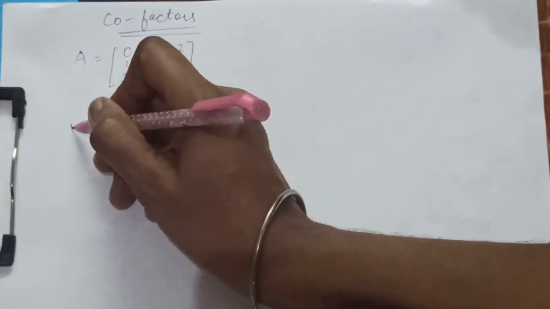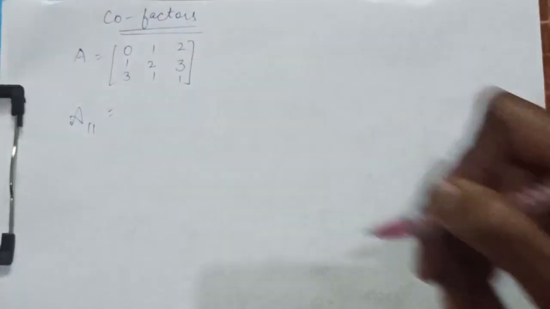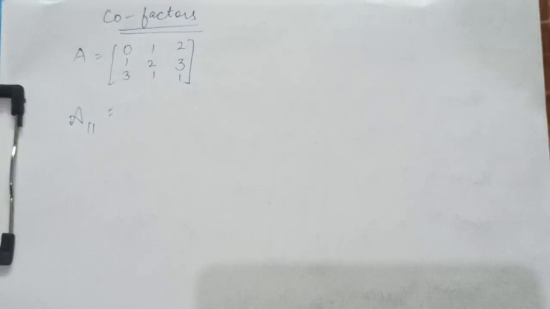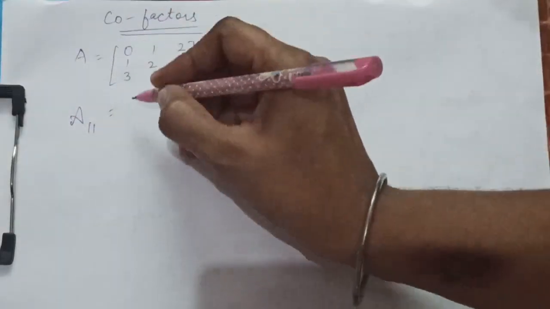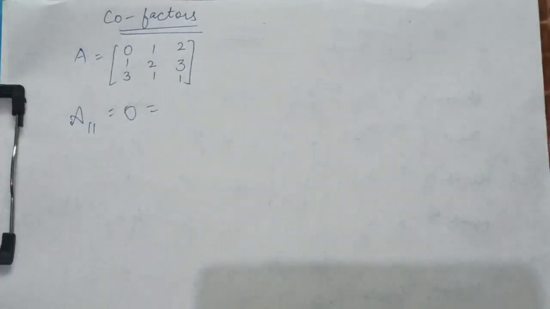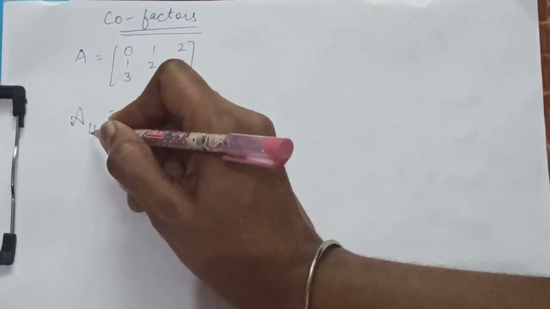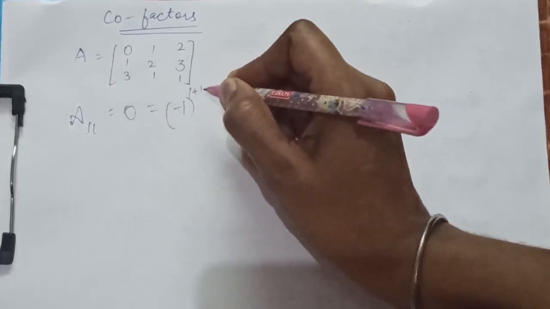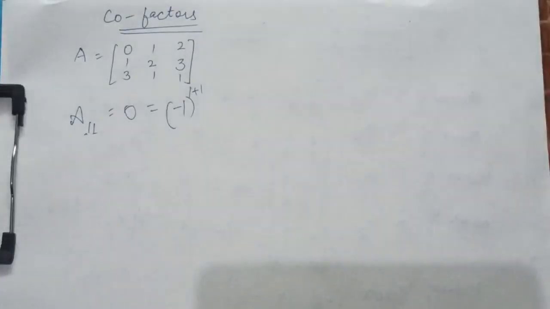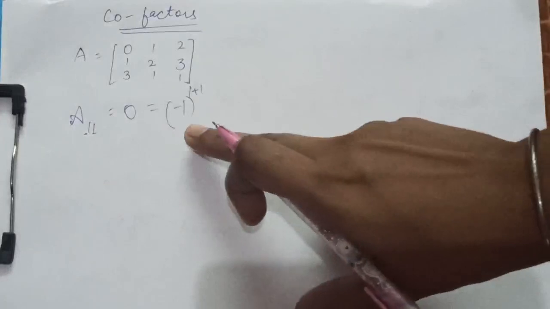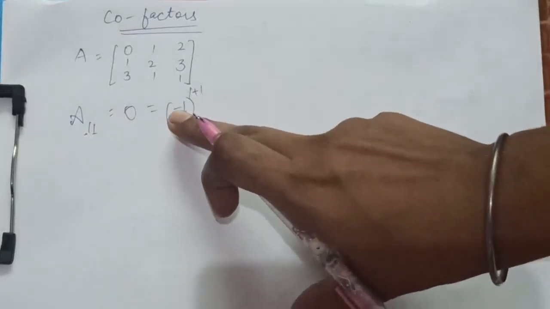Now cofactor will be denoted with capital A11. If you remember, for minors we have written small a11, like so. Now here we will be writing capital A11. 11 denotes first row and first column. So we are calculating the first cofactor for 0. So how do we calculate it? You have to start with -1. Its power will be 1 plus 1. Whatever is the position of your element, that will be added in the power of -1.